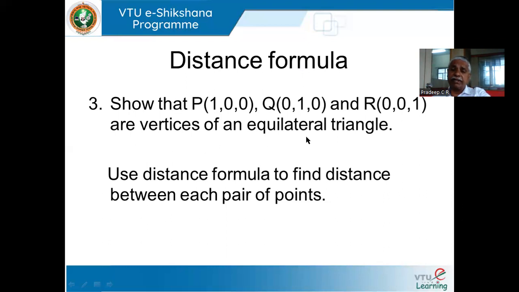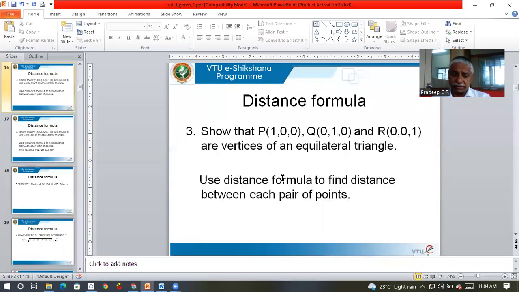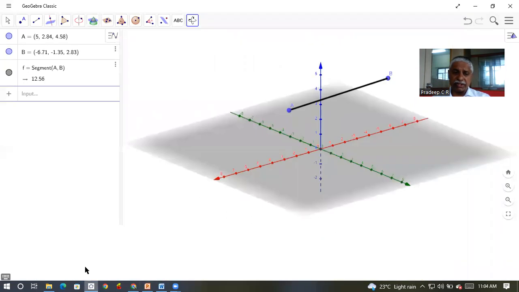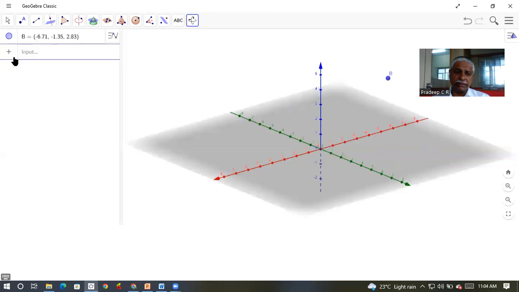So we will try to find the distances PQ, QR, and PR, and show they are all equal. I would like to show you this explicitly on the picture. So let us not bother about this old one; let me delete this, A and B. Now the new points P, Q, R are there.